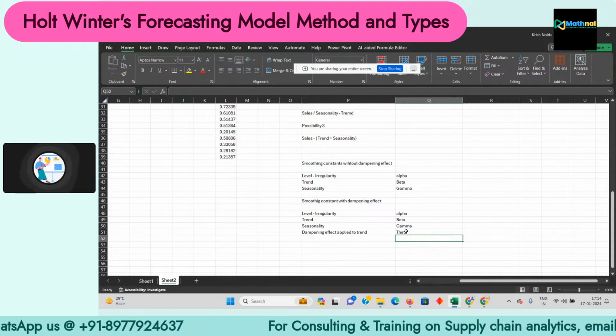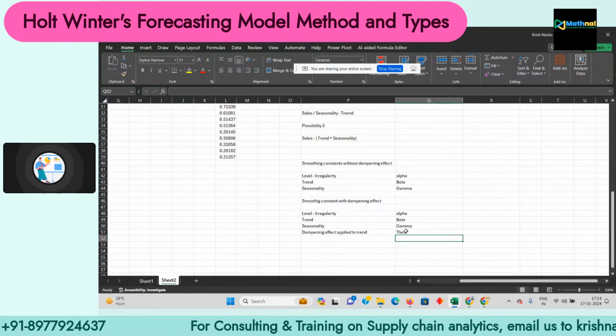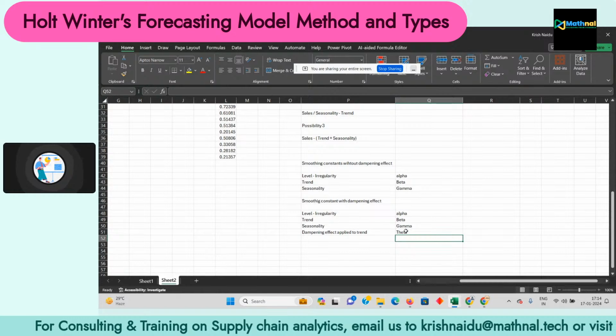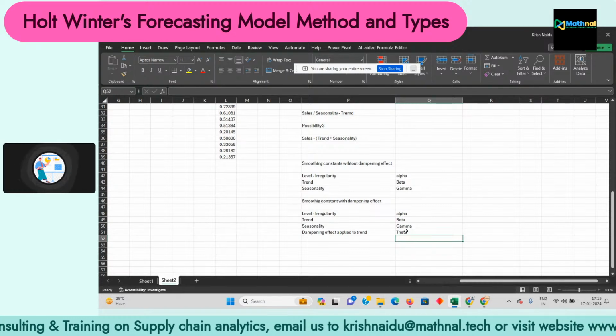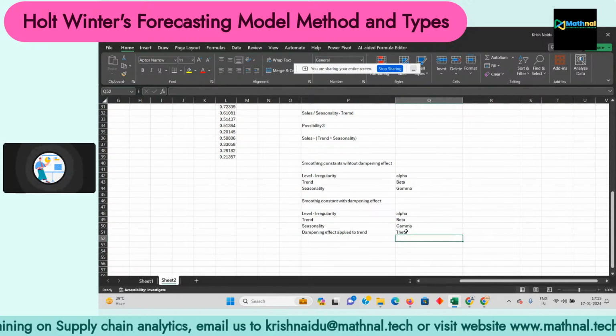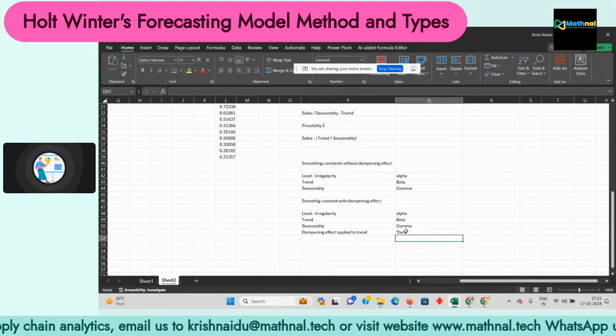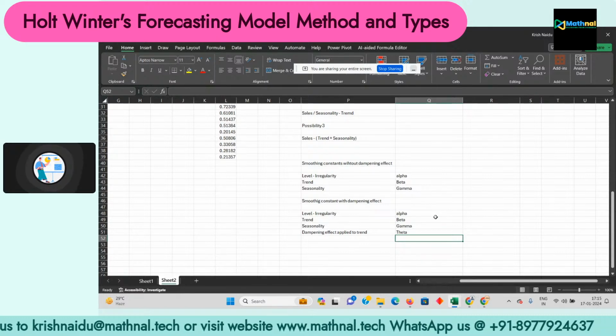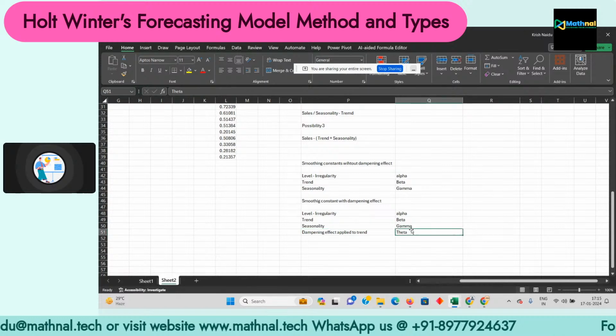So we can also work a second possibility of the Holt-Winters method, where we can use a damping effect in the model. Level, trend, seasonality without damping effect, we will have three constants. The second model, which we can build, is smoothing constants with damping effect, where we can add another smoothing constant called theta.